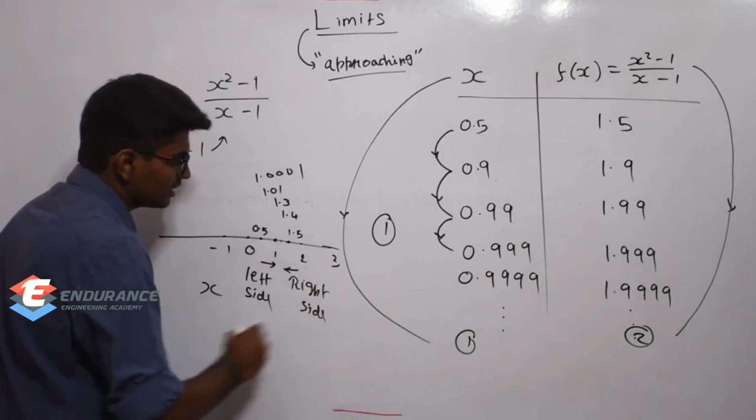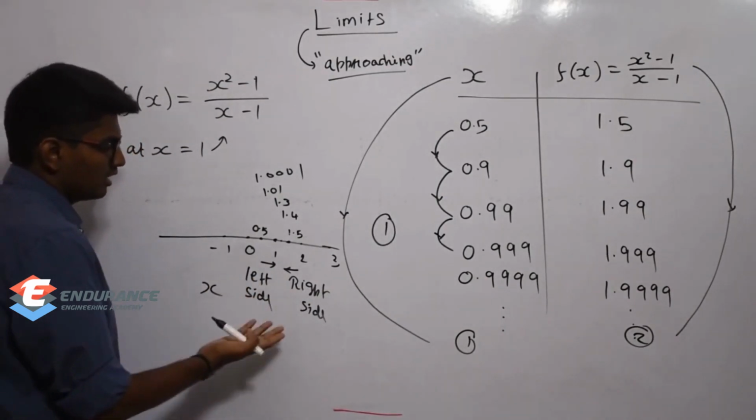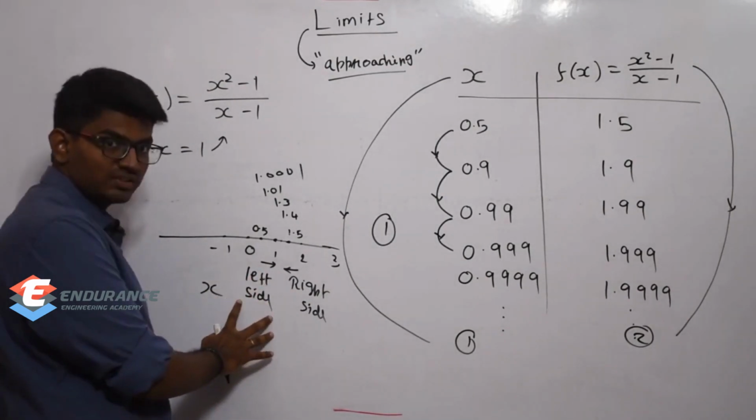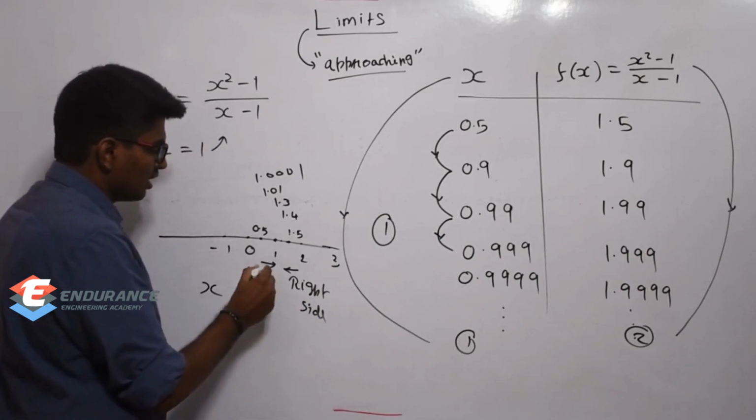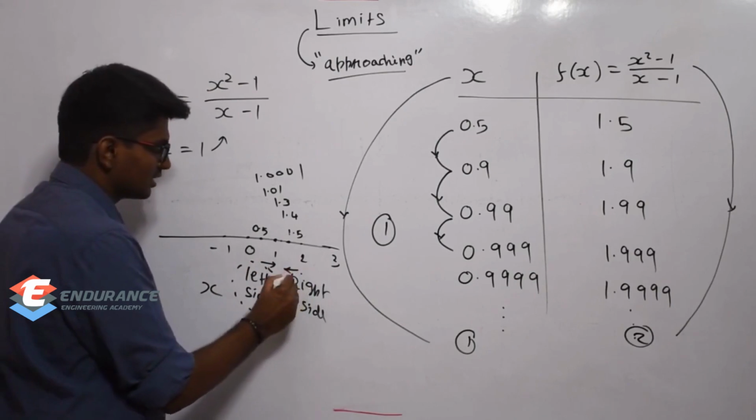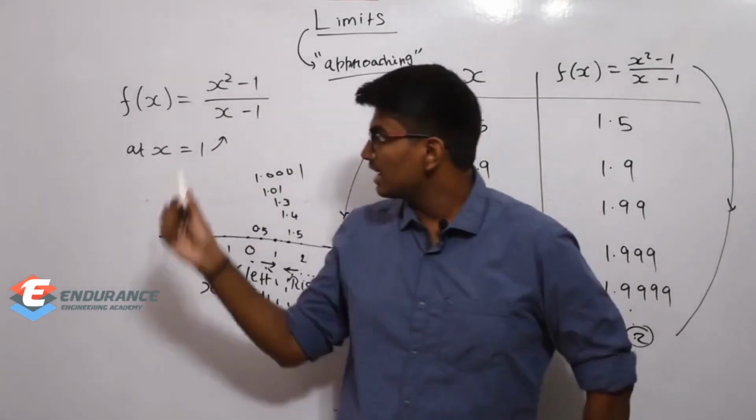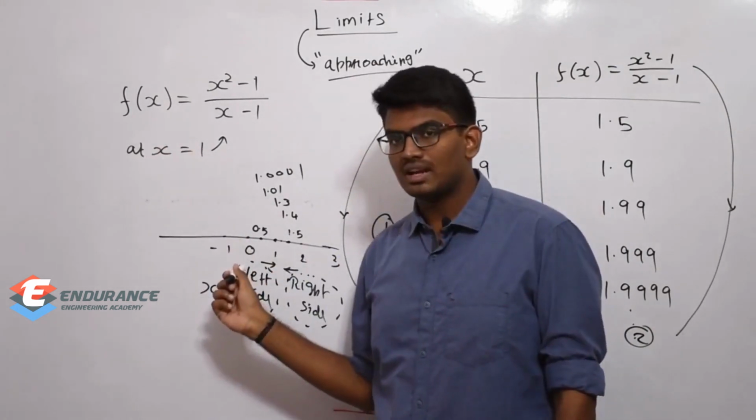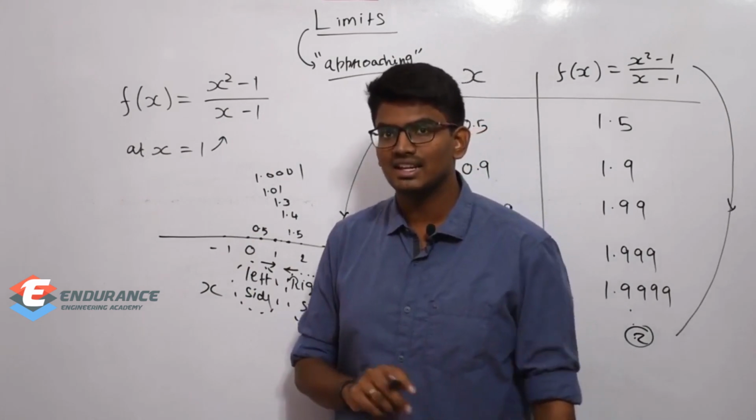Right? Instead of approaching from the left side, I could do it from the right hand side also. So even if I approach from the left hand side, and also if I approach from the right hand side, when I am doing both cases, my value of f of x should be the same. If my value of f of x is the same when I am approaching from both left and right hand side, then only we can say that the limit exists.